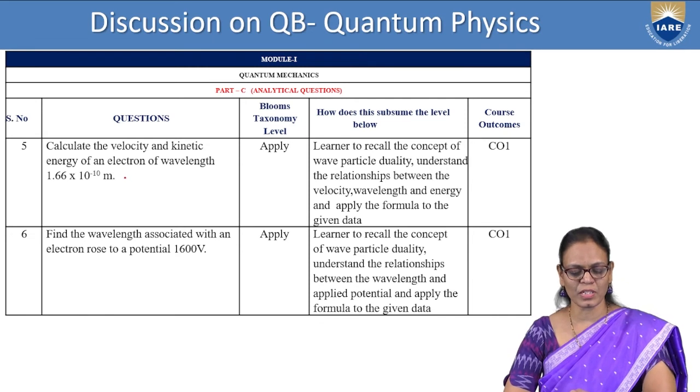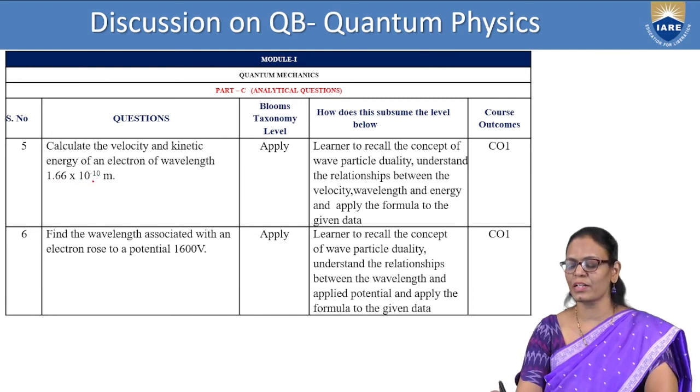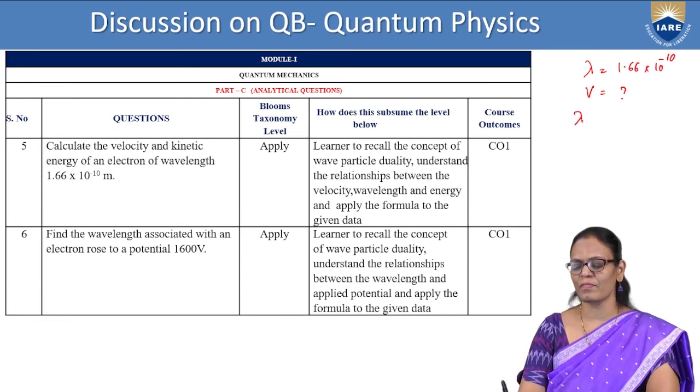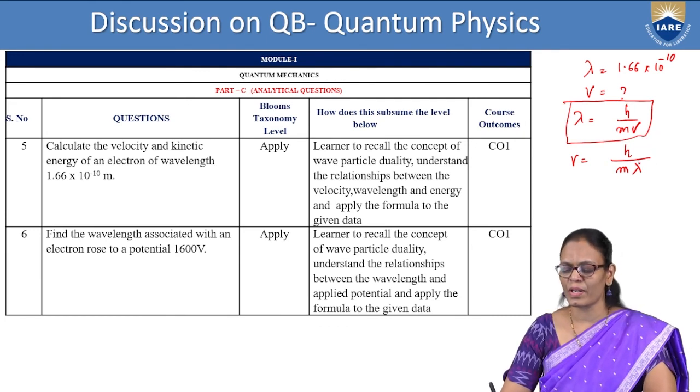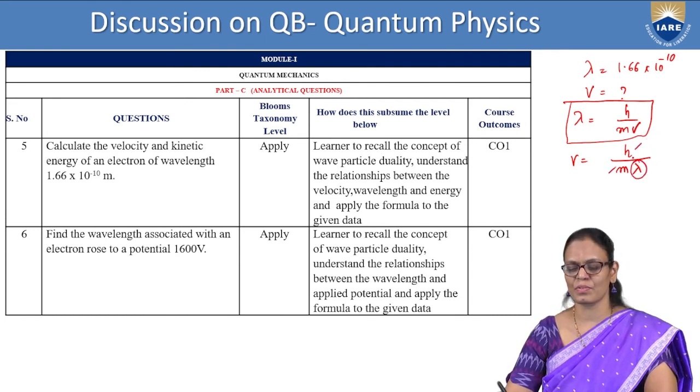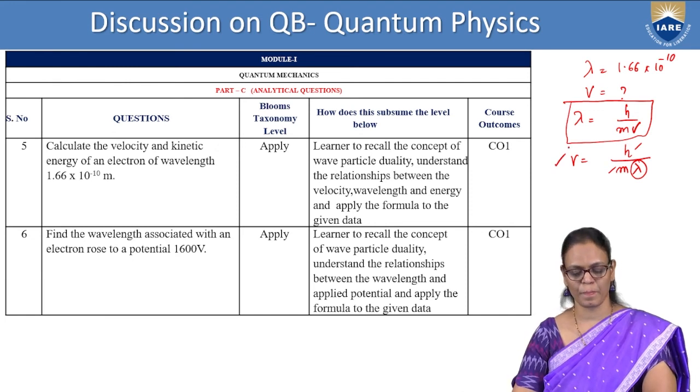Next, calculate the velocity and kinetic energy of an electron of wavelength 1.66 into 10 power minus 10. So here the wavelength is given and you have to find the velocity. We have lambda is equal to h upon mv, so v will be equal to h upon m lambda. So always remember the standard formula. From that you can find any relation. Lambda is given, h and m are constant, so you can easily get the value of v.